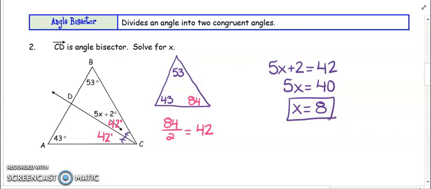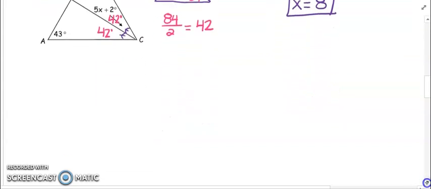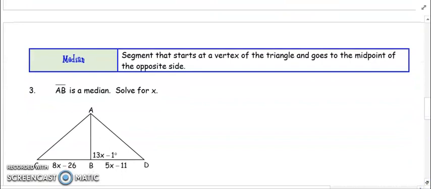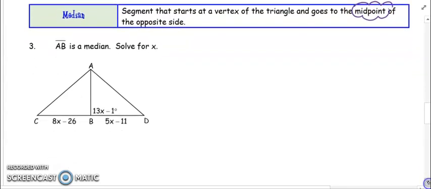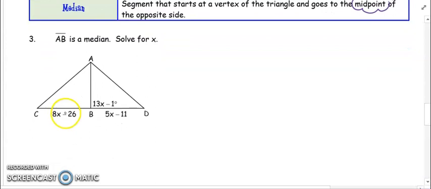All right, moving right along, we have our median. Median sounds like medium, which reminds me of the middle, and then I think midpoint. So median, midpoint. It is a segment that starts at the vertex of a triangle, and it goes to the midpoint of the opposite side. So if AB is a median, these two pieces here are equal to each other.